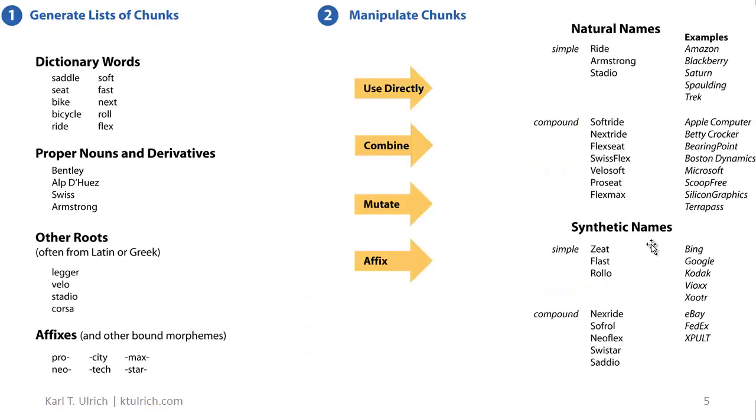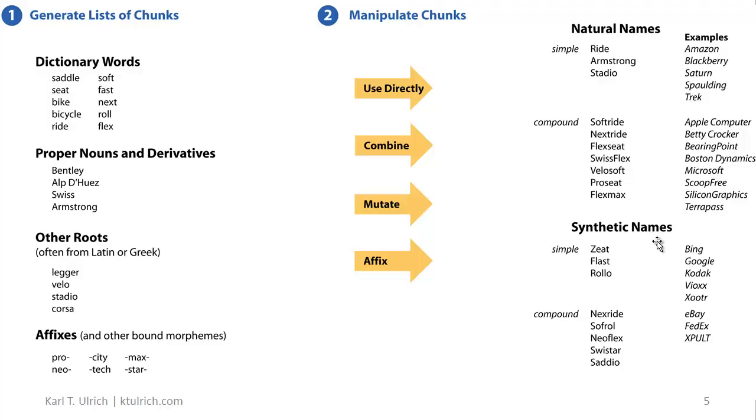So for instance, some examples here of possible names for our bike seat might be just simply using directly the chunks, could be the Ride, the Armstrong, or the Stadio, and some compound words, which are simply the adding together of two actual dictionary words, might be soft ride or flex seat or VeloSoft or Pro Seat. You have a much greater chance of these being available in terms of trademark and domain name.